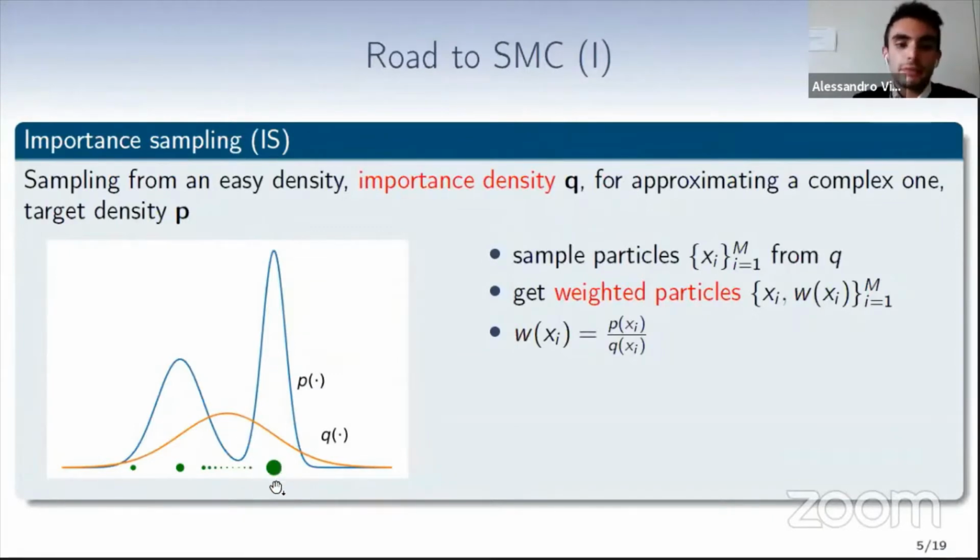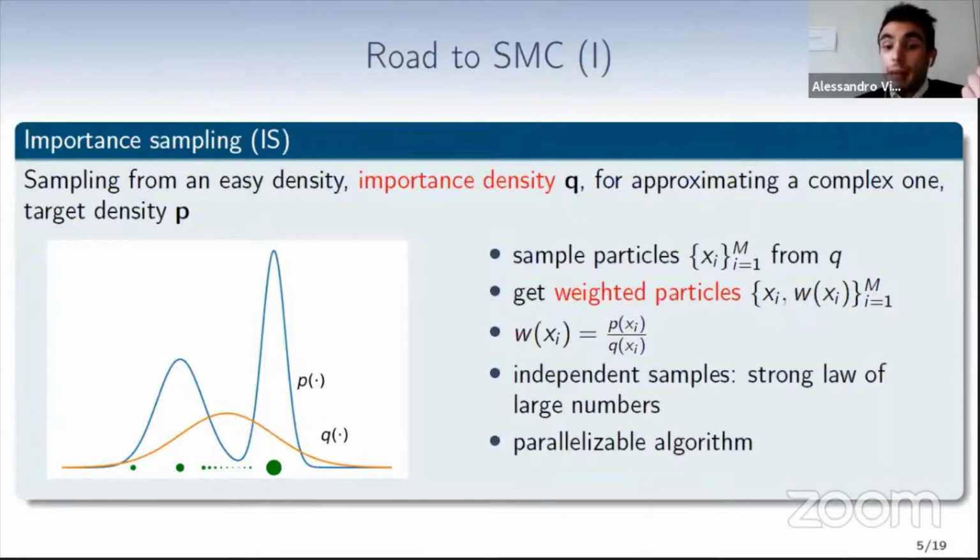So, for example, this particular particle has a high weight because it corresponds to a high probability region for P. Probability value, it's different. Okay. So we said that we get independent samples, so we can, for example, use the strong law of large numbers for approximating some integral values of P.